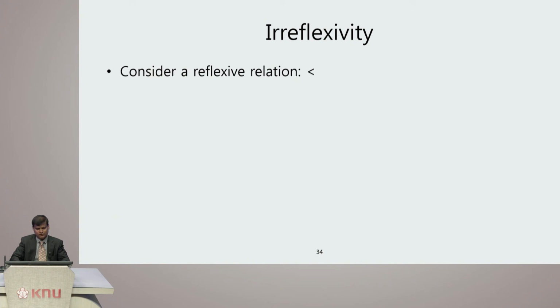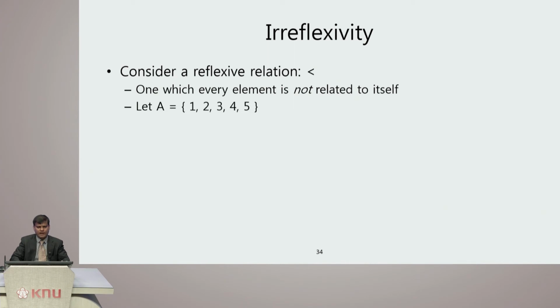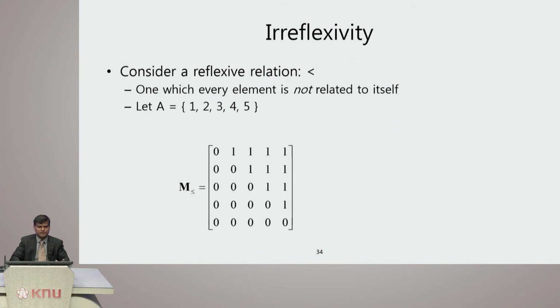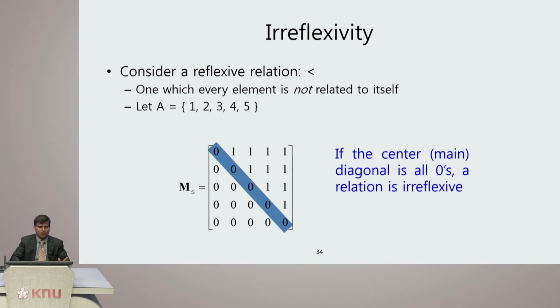Irreflexive, like less than or equal to. For example, we are taking this, and we know that in this one every element is not related to itself. Let's try to see this matrix. Here again, look at the diagonal elements. Here you have all zeros, so just the opposite of reflexive, so we call it irreflexive.